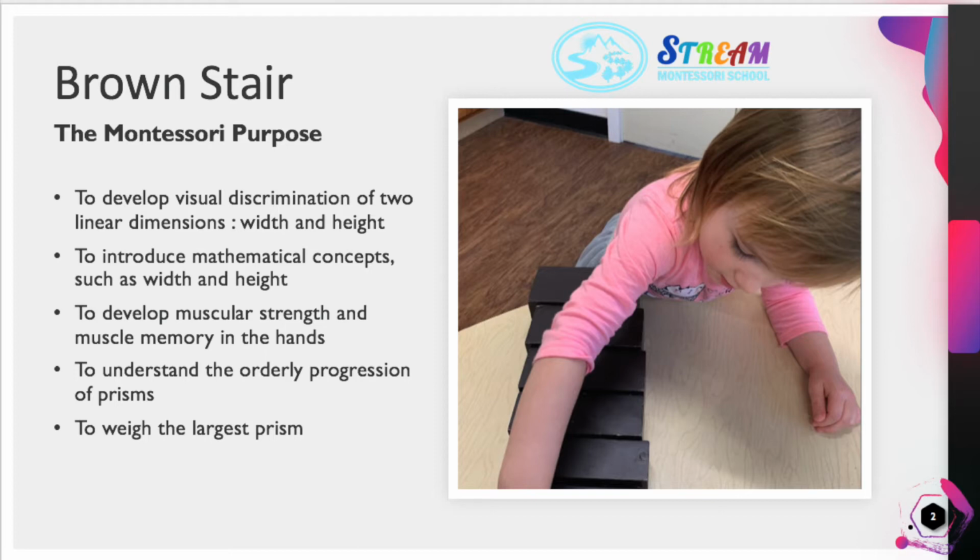The purpose of this activity is to develop the visual discrimination of 2 linear dimensions, width and height, to introduce mathematical concepts such as width and height, to develop muscular strength and muscle memory in the hands, to understand the orderly progression of prisms, and to weigh the largest prism.